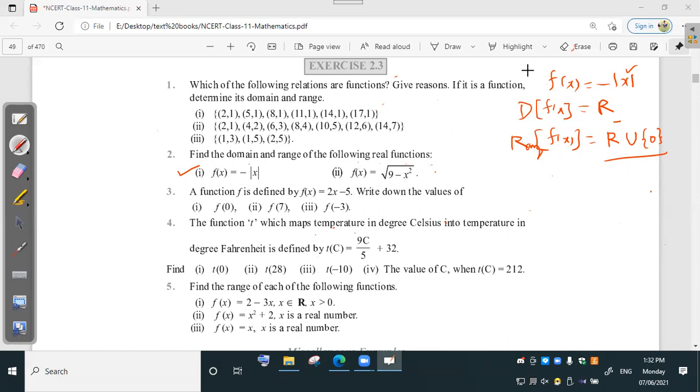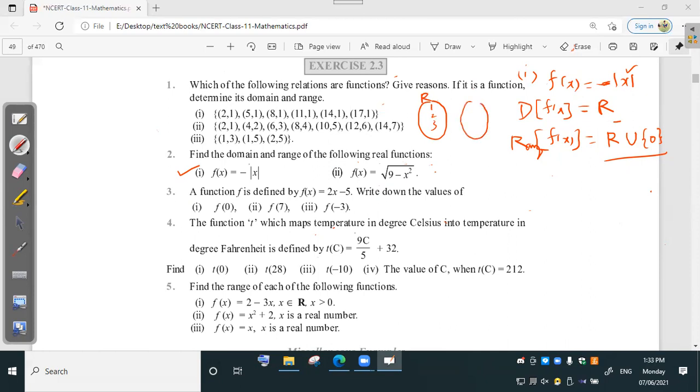Okay, so this is the property shown by this function, because it is a modulus function. So it is always positive, but because of this negative sign, every positive number will become negative. On the right hand side, whatever you put here, real numbers 1, 2, 3, this is the set of real numbers.